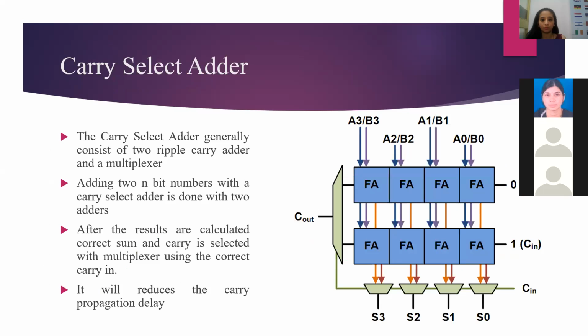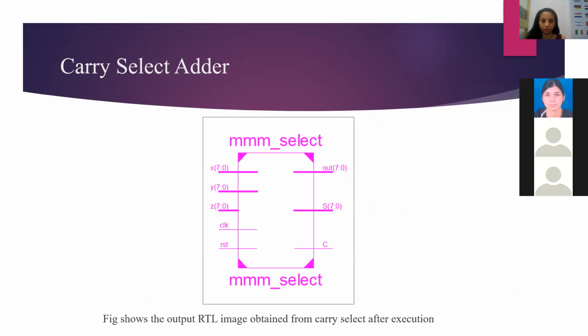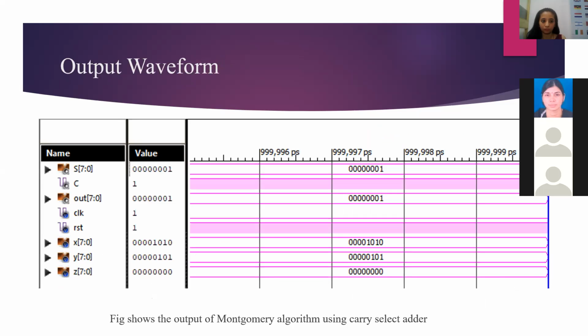Instead of the carry save adder, I replaced it with a carry select adder. A carry select adder consists of two ripple carry adders. The main advantage is that the results are calculated with the output sum, and the carry is selected with a multiplexer by using the correct carry. That is, we can further reduce the delay by using the carry select adder. This is the output form that I got after the execution of the carry select adder.